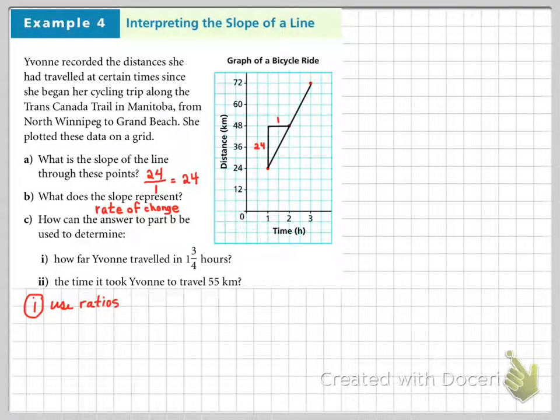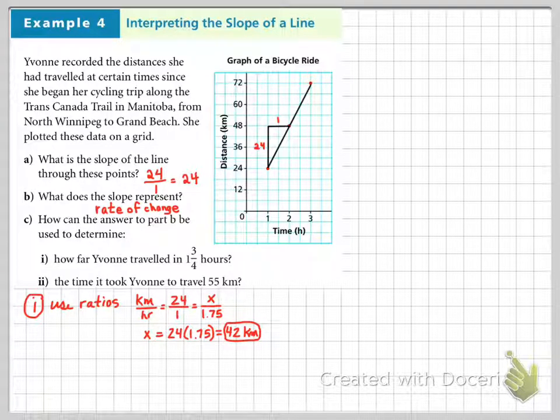Now, how can the answers in Part B be used to determine how far Yvonne traveled in 1 3/4 hours? Let's use ratios. We can say kilometers per hour has to start out with the given ratio of 24 to 1. Now we want to know how far she can go in 1.75 hours. That must go on the bottom. We'll put x on the top, and we can cross multiply. When you do that, 24 times 1.75 has to equal x times 1, which is 42 kilometers.